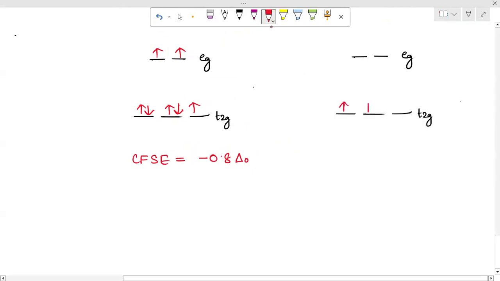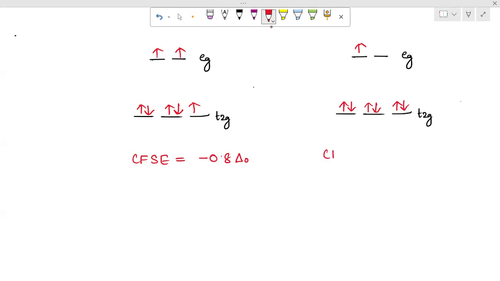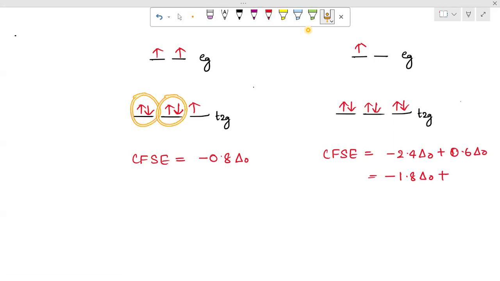While for D7, let's see how it is. So 1, 2, 3, it cannot jump. So it will pair over here, and then the seventh one would go here. So when you compare the CFSE, it is minus 2.4 delta O at the bottom plus 0.6 delta O at the top, which is minus 1.8 delta O total, plus how many pairing energies do you have to write? Whenever you write the number of pairing energies, you have to compare it with the high spin complex.